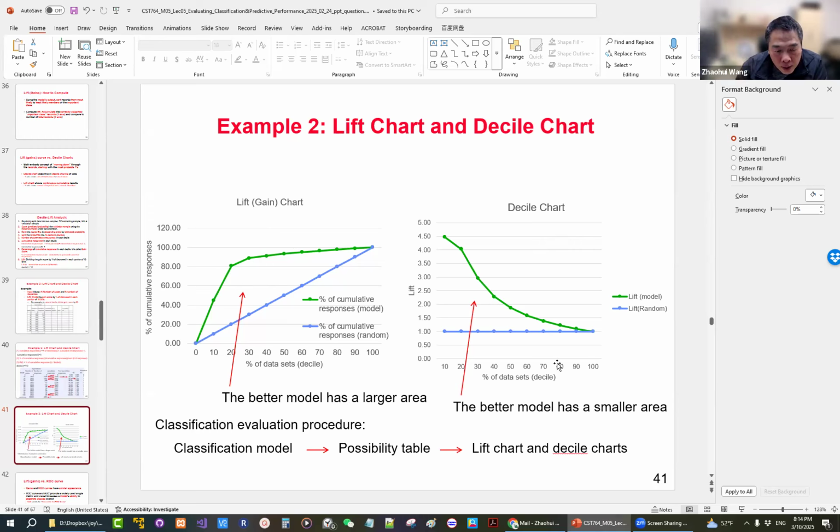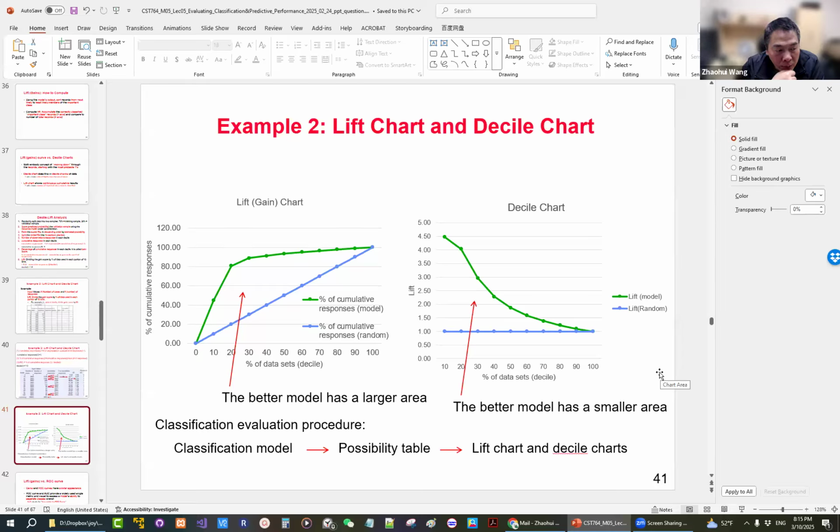Okay, the right side chart. If the model is better, the slope will be very sharp and decrease very quickly. So the better model has a smaller area between the green color and the blue color.